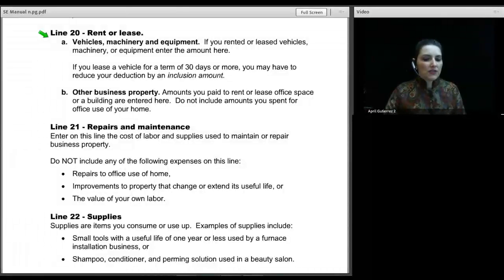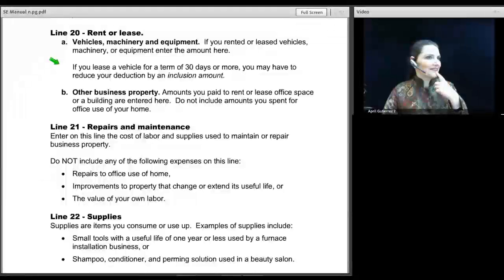If you lease a vehicle for a term of 30 days or more, you may have to reduce your deduction by an inclusion amount. We talked about how to figure inclusion amounts. When was that? That wasn't on the rental property. I think it was on depreciation.